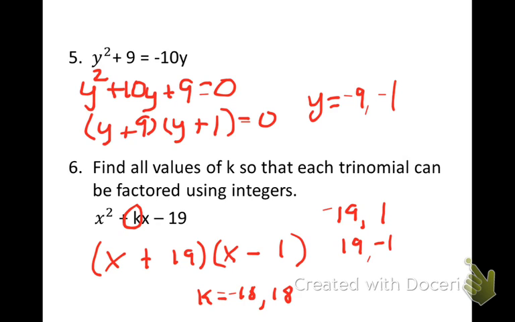Now, again, if you have something like a 16 there for 19, you need to look at 1 and 16, 2 and 8, 4 and 4. You need to look at all factors, so keep that in mind.